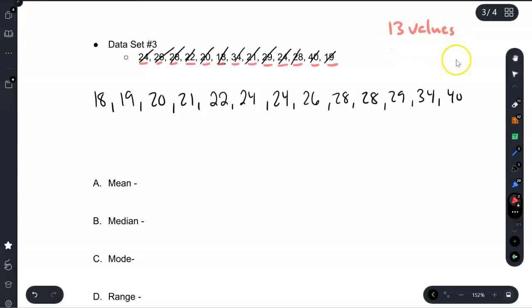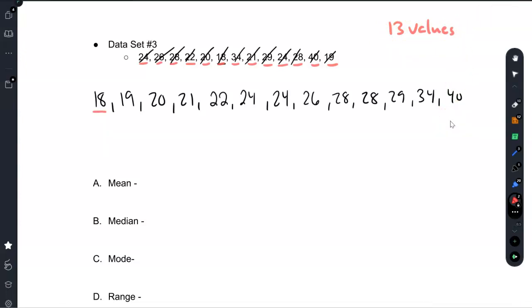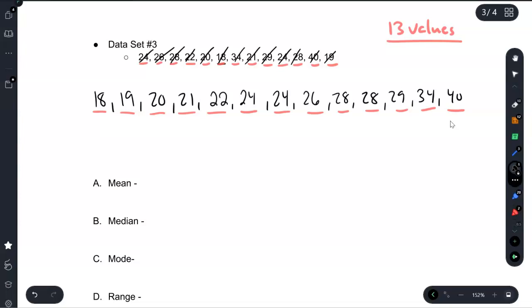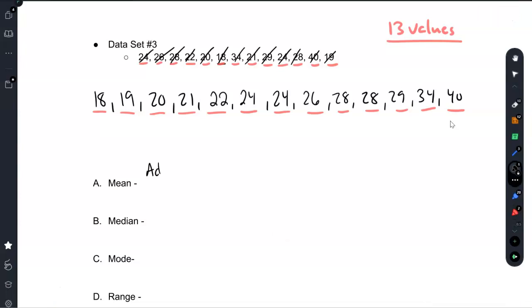So I have 13 values here, and let me double check and make sure I have the same amount of values in my data set. 2, 3, 4, 5, 6, 7, 8, 9, 10, 11, 12, 13. 13 and 13. So I know I have 13 values. So once again, to find the mean, we add them all up. So add all values, and then divide by, in this case, 13.